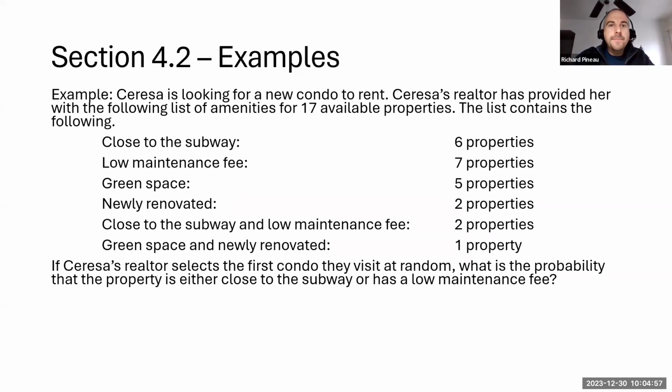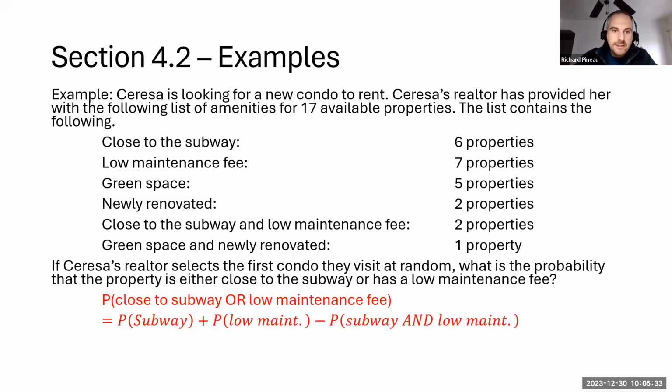All right, so we have Sarisa looking for a new condo to rent, and we have a realtor who has provided the following list of amenities for 17 available properties, and the list contains the following. And the realtor selects the first condo they visit at random, and we want to know what is the probability that the property is either close to the subway or has low maintenance fee. So first of all, there's the word either, there's the word or. So hopefully you're seeing that. So we're looking here for the probability we're close to the subway or low maintenance fee.